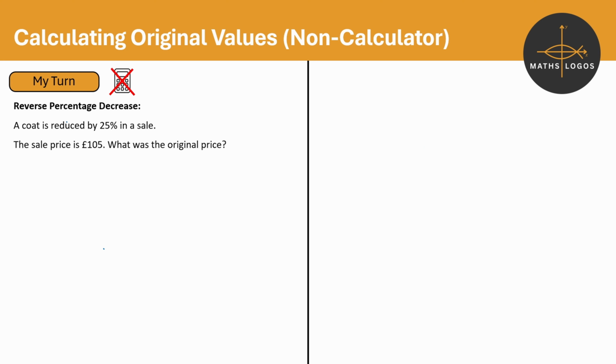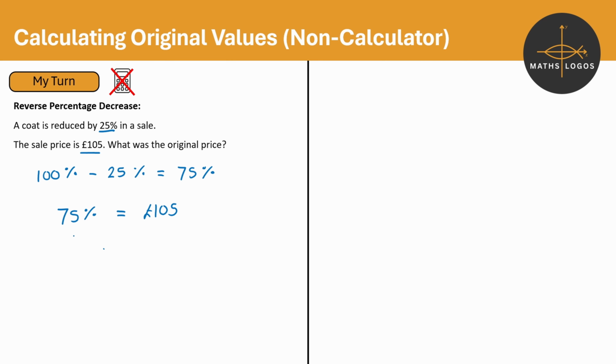So our next question is a reverse percentage decrease. A coat is reduced by 25% in a sale. The sale price is £105. What was the original price? So the original price was 100%, but it was reduced in the sale. So we subtracted 25% in the sale, leaving us with 75% of its original value. And it says the sale price, 75% of its original value, is £105. So we'll let these be equal to one another.